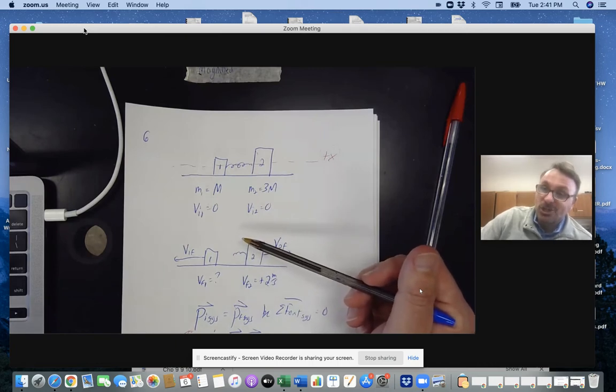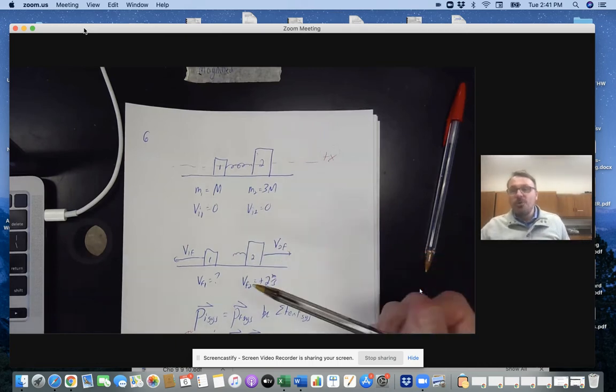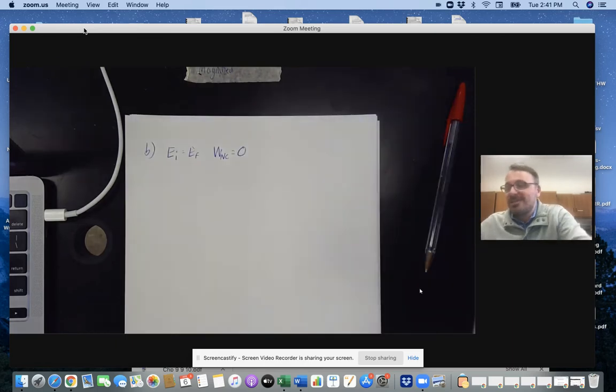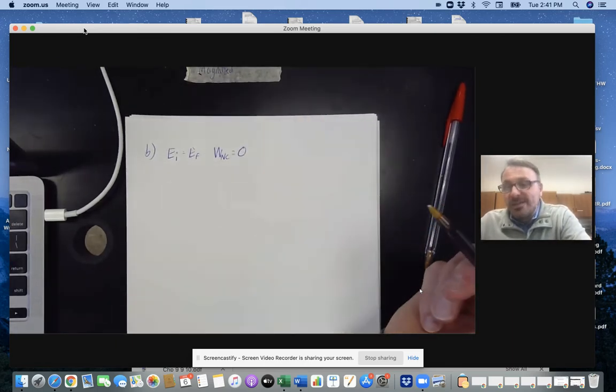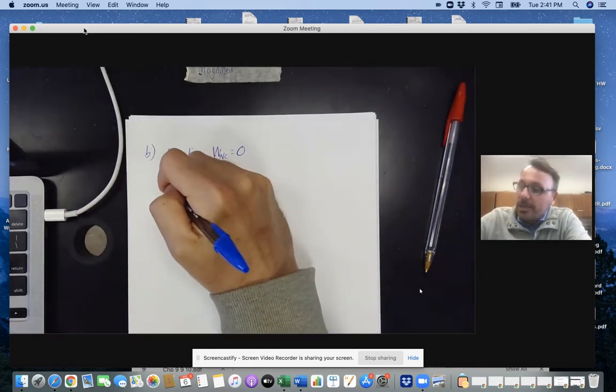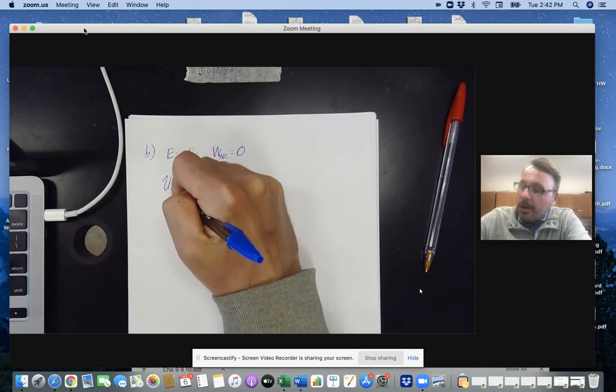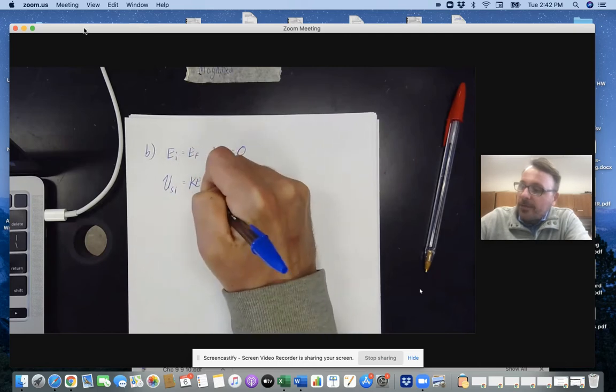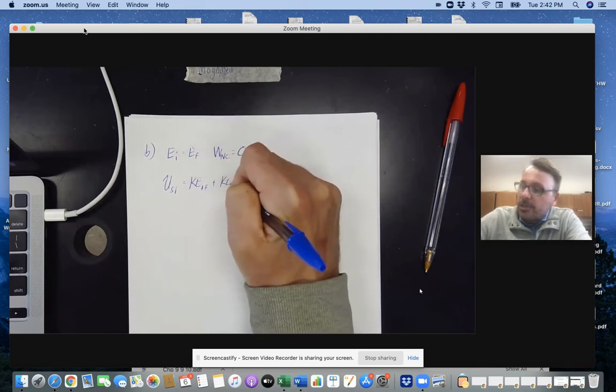Spring force, that's a conservative force. So since the only force doing work here is a conservative force, energy is conserved in this case. So here we have both energy and momentum conserved in this very specific case. So initially I have spring potential energy, right? And then finally I have the kinetic energy of object 1 finally plus the kinetic energy of object 2 finally.